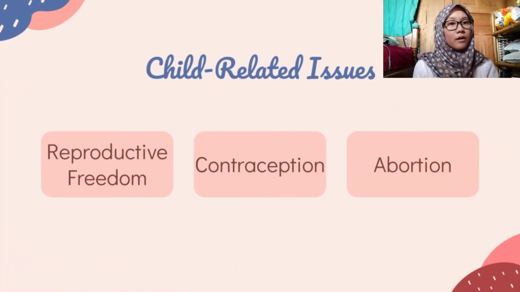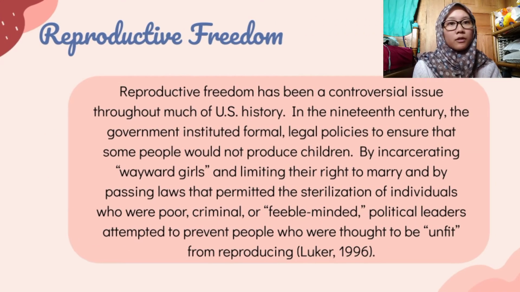Children-related issues. There are so many problems related to children, but today we only discuss 3 of them. First is reproductive freedom, second is contraception, and third is abortion. Reproductive freedom. Reproductive freedom has been a controversial issue throughout much of U.S.